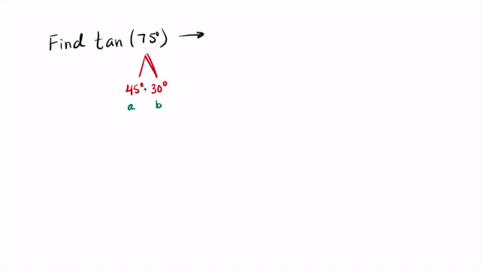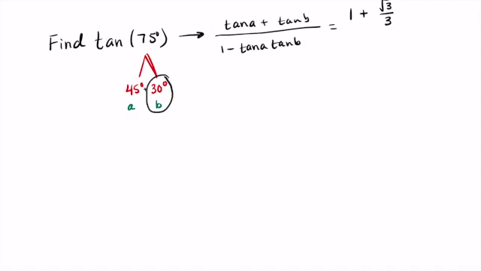So since we are doing the sum here, I'm going to do tangent of A plus the tangent of B, all over 1 minus the tangent of A times the tangent of B. All right, so we're going to go ahead and just plug this straight in. The tangent at 45 degrees winds up being 1. So I have 1 plus the tangent of B, which is root 3 over 3, because the tangent at 30 degrees is root 3 over 3. And then the denominator is 1 minus the tangent of A, which is 1, times the tangent of B, which is root 3 over 3.